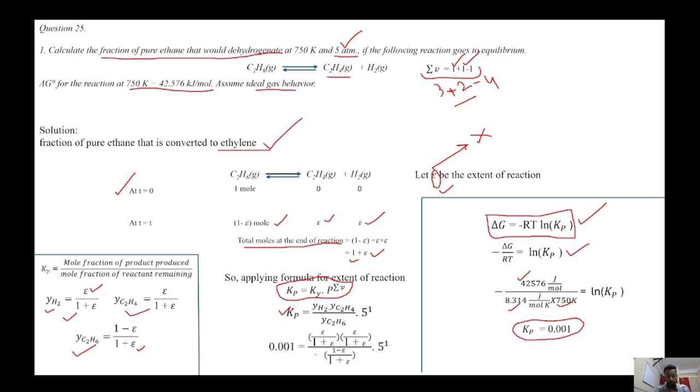Okay, now putting all the values here, and 5 to the power 1, because 1 minus 1 will be 0. So the summation of the stoichiometric coefficients will come to 1. And I told you to put the pressure in atm or bar. So yeah, in the question it is in atm. So this is our final equation. Now we have to find E.